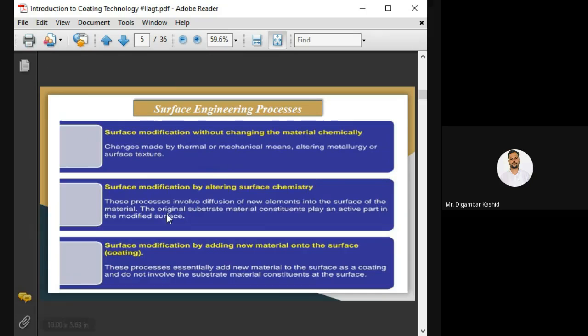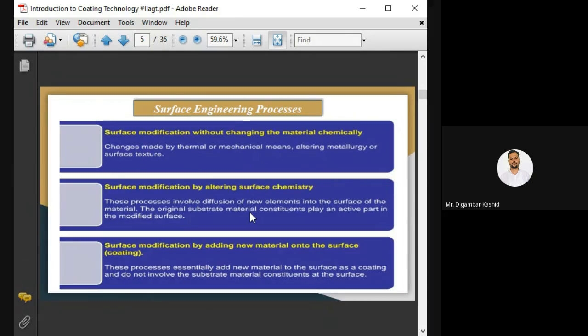The second group of the surface engineering processes is the surface modification by altering the surface chemistry. In this part, there are processes which involve diffusion of new elements into the surface of the material. And the original substrate material is there.